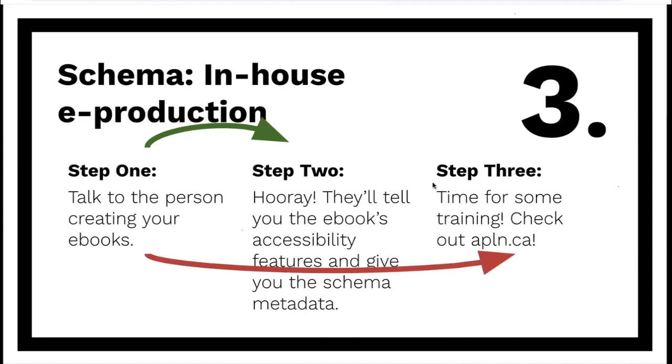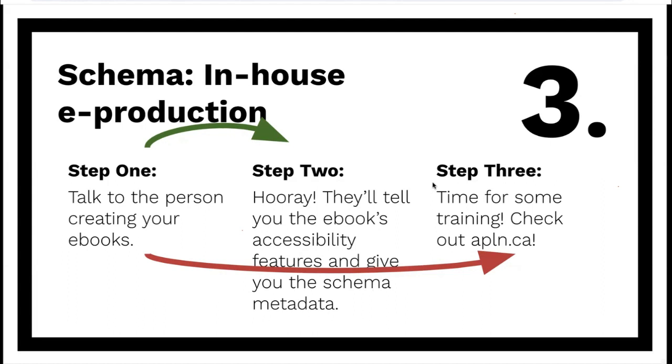There are a lot of places to learn about accessible ebook production. The Accessible Publishing Learning Network, which is apln.ca, is a great place to start. There are a lot of courses online that you can take, and there are experts that I'm sure you can talk to who will help you learn to create accessible ebooks. So that's your step 3 if your in-house person is not assigning accessibility data in schema.